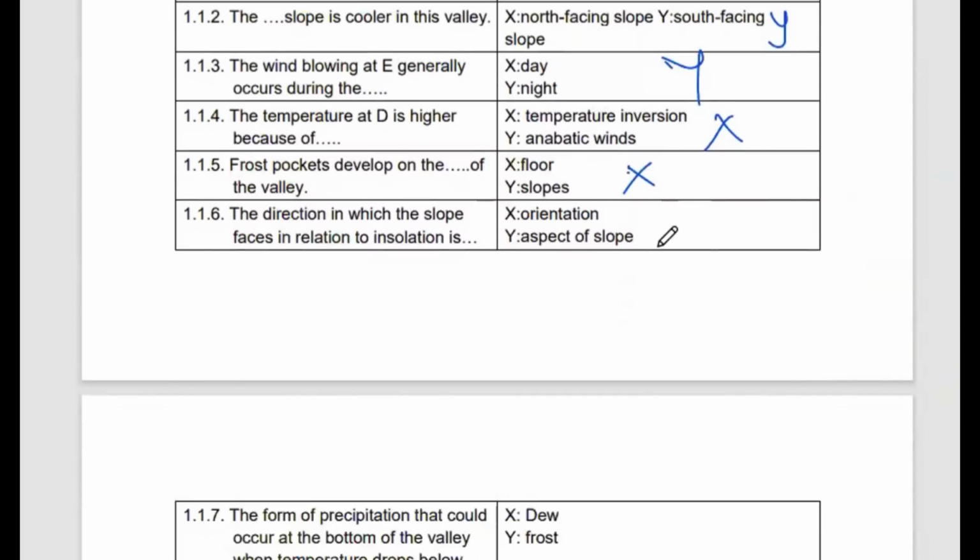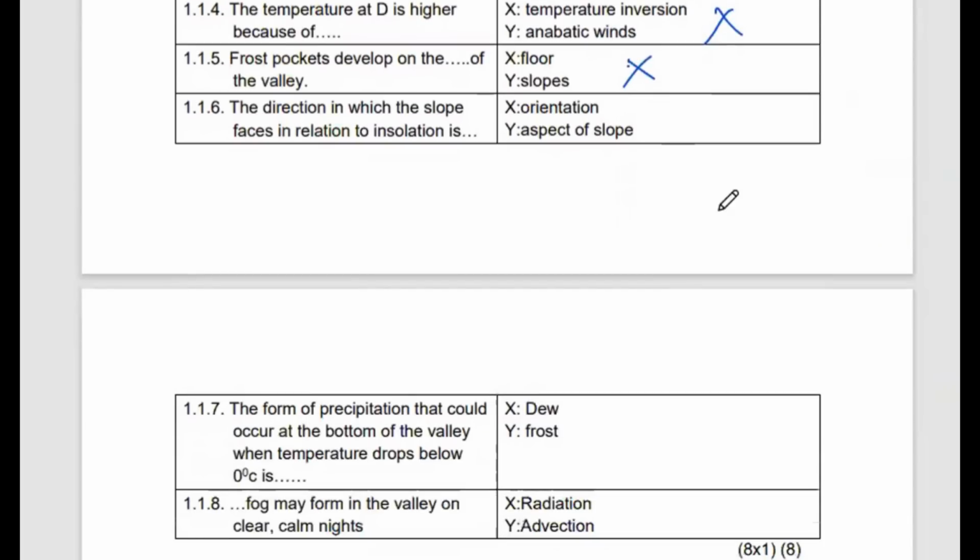Moving on to the next question. It says, the direction in which the slope faces in relation to insolation, that is what you call aspect of slope or slope aspect. We're looking at the direction which the slope faces. We say in the southern hemisphere, north-facing slopes receive more insolation and they are warmer, that is with slope aspect. And south-facing slopes are cooler because they receive less insolation, that is with slope aspect.